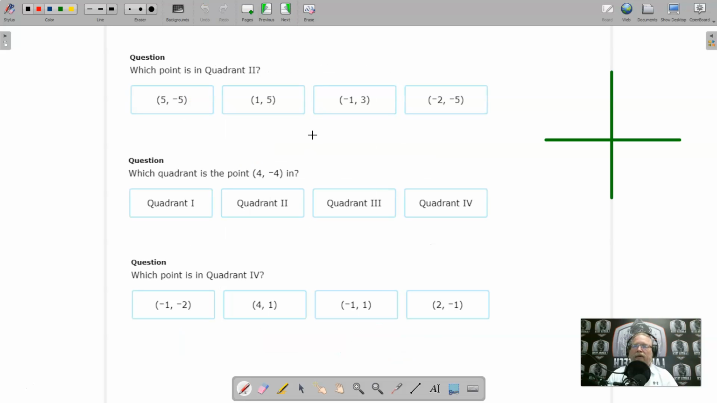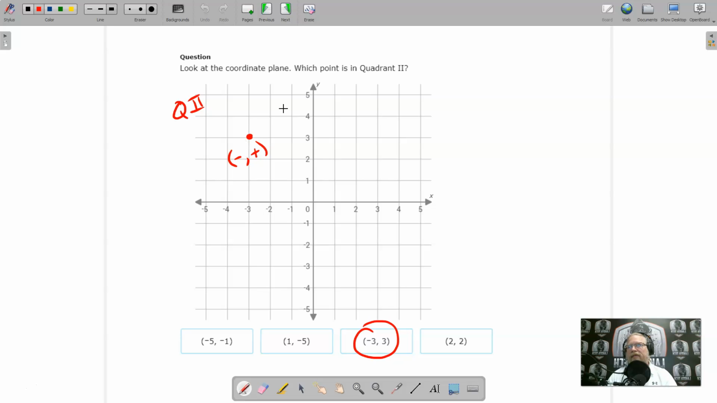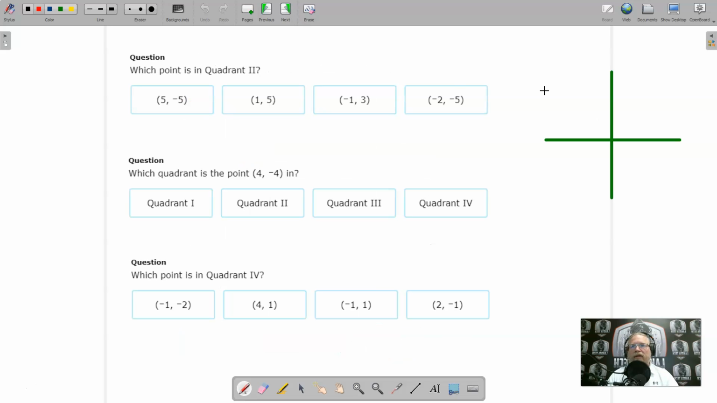Now, they take away the graph. They don't even give you the graph. They just say which point is in quadrant 2. Well, if we think back, quadrant 2, that's negative, positive. Over here, quadrant 2, negative and positive. So let's look for negative, positive. Positive, negative, nope. Positive, positive, nope. Negative, positive, yep, that one works. It would be there. And then negative, negative.